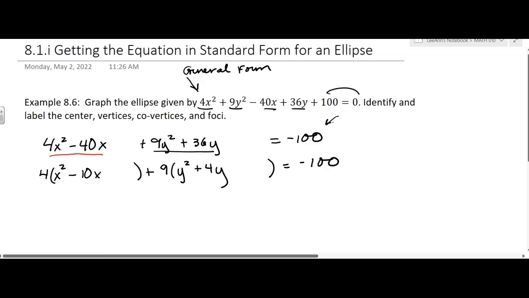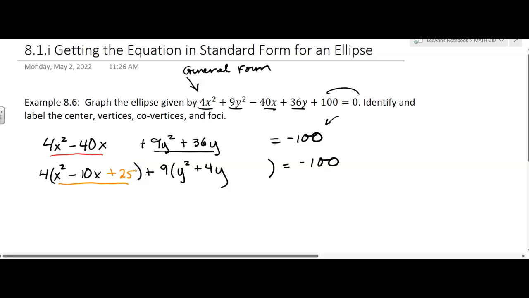Okay, so what we do is we're going to complete the square. We're going to complete the square right here for the x terms. So you take half of 10, which is 5, and you square it. That's 25. So I'm adding 25 in here.